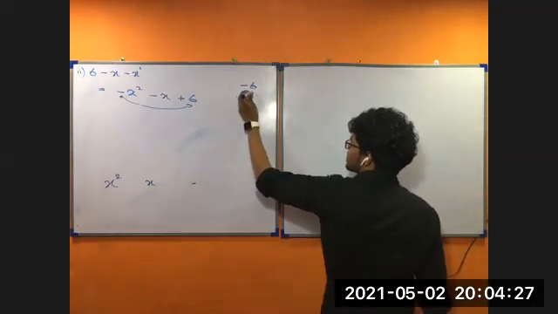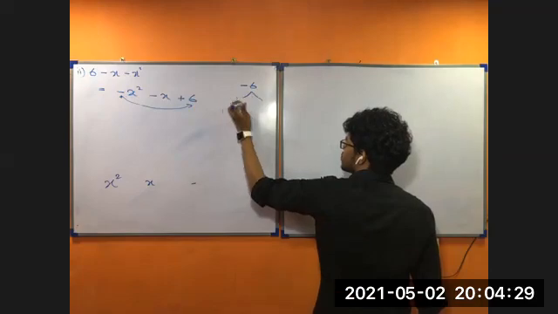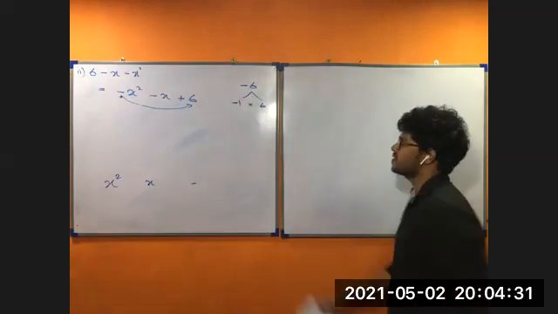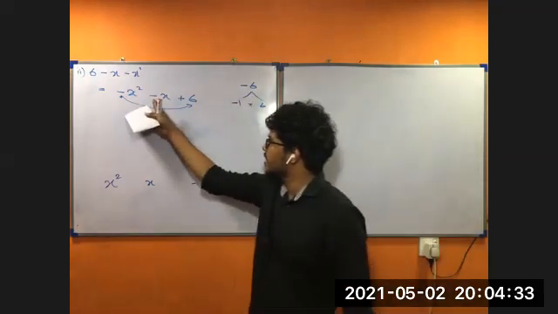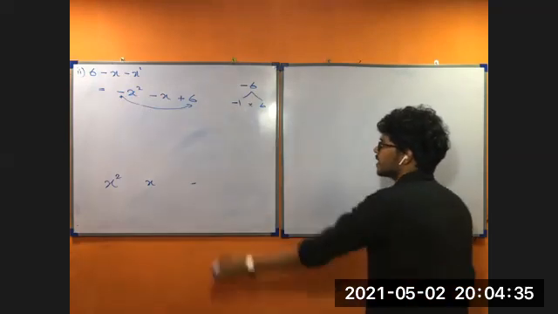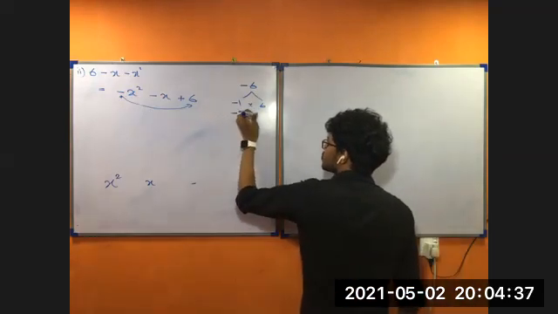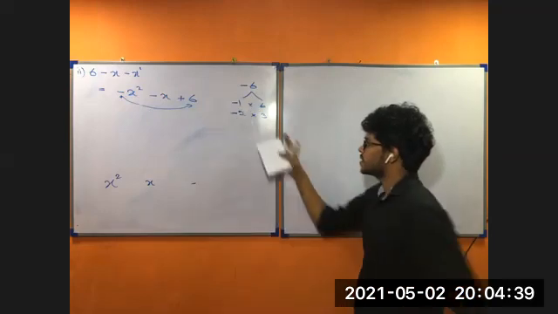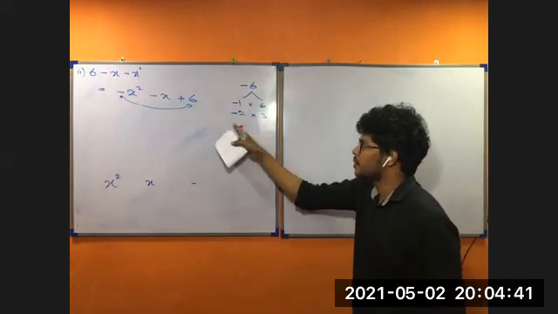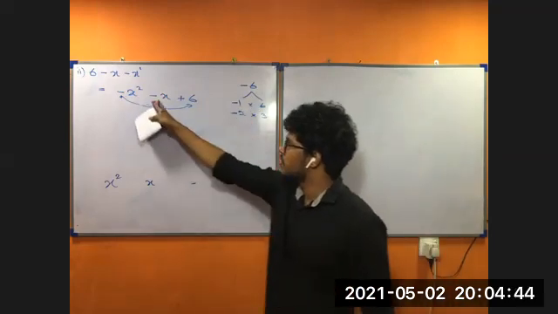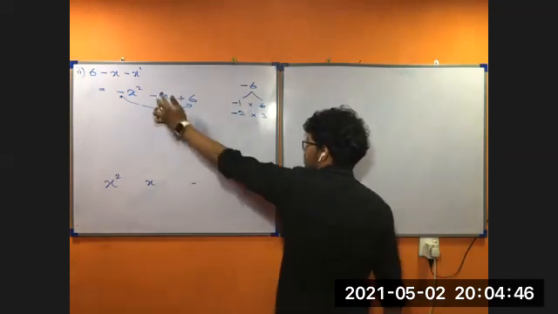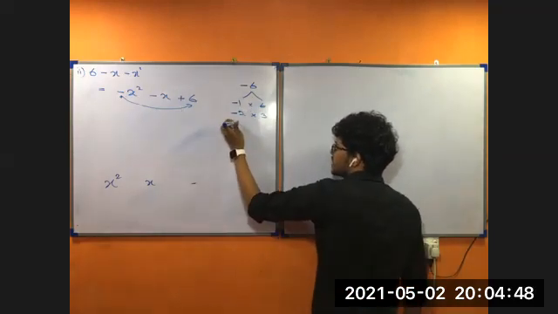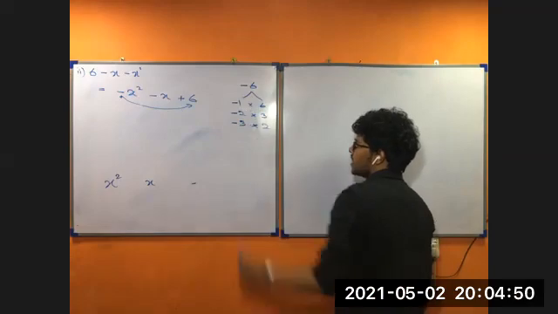So what are the factors? It is minus 1 times 6. When you add, are you getting minus 1? No, incorrect. So minus 2 times 3. 3 plus minus 2 is going to be plus 1. Wrong, because I need minus 1 here. Then minus 3 times 2.